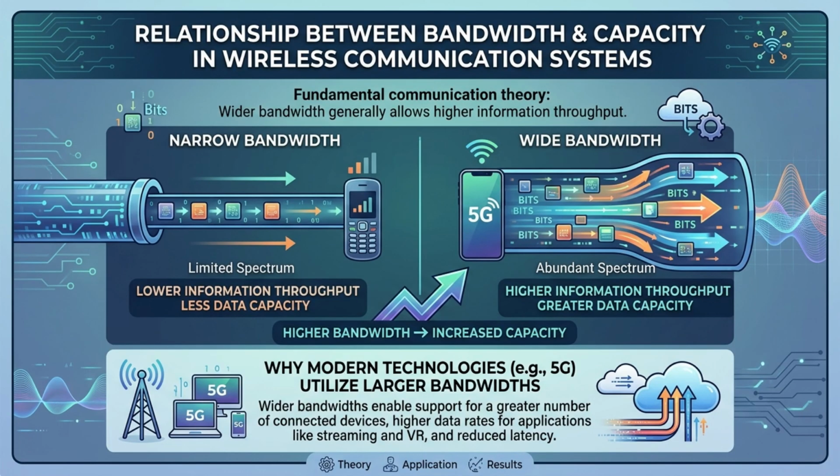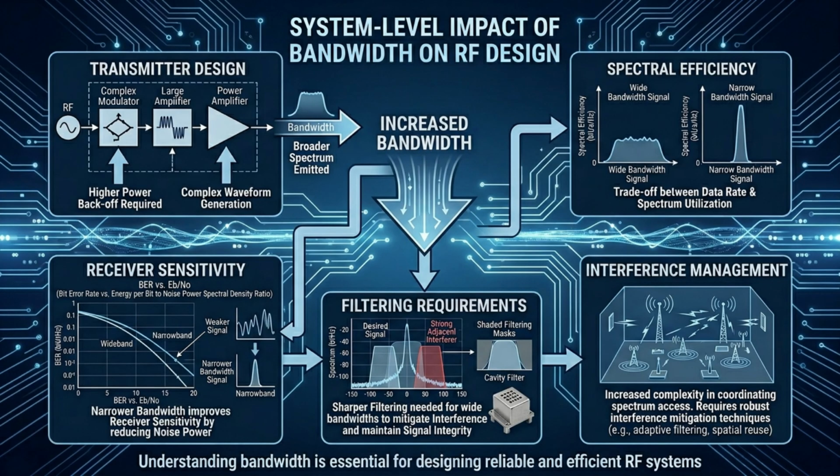In wireless communication systems, bandwidth directly influences capacity. According to fundamental communication theory, wider bandwidth generally allows higher information throughput. This is one reason why modern technologies such as 5G utilize larger bandwidths than many earlier communication systems. At the system level, bandwidth affects transmitter design, receiver sensitivity, filtering requirements, interference management, and spectral efficiency. Understanding bandwidth is essential for designing reliable and efficient RF systems.